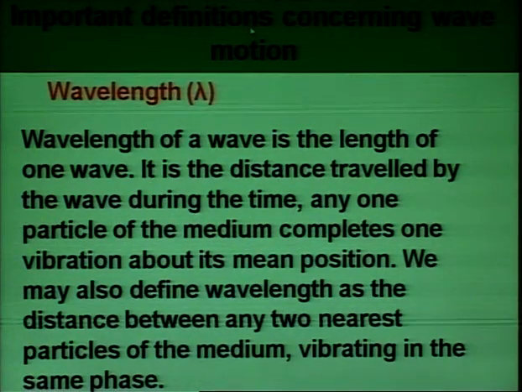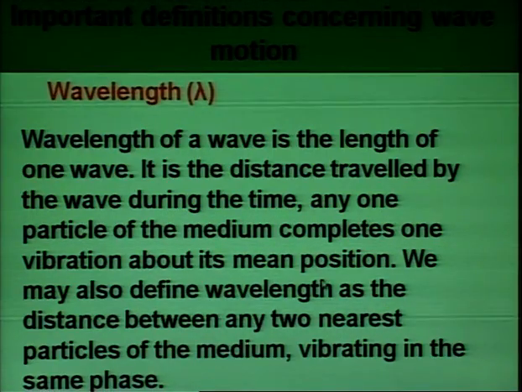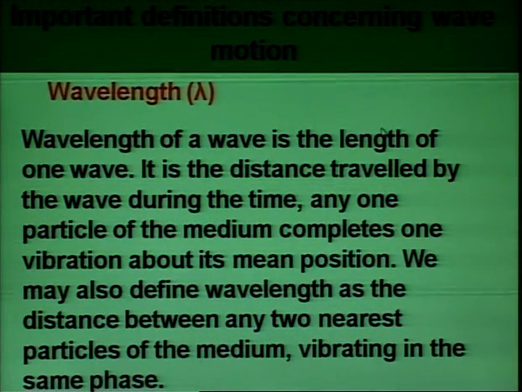Now few important definitions. Wavelength of a wave is the length of one wave. It is the distance traveled by the wave during the time any one particle of the medium complete one vibration about its mean position. So जितने टाइम में एक पार्टिकल एक वाइब्रेशन पूरी करेगा, उतने टाइम में वेव जो डिस्टेंस ट्रैवल करेगी, मूव करेगी, वी डिफाइन इट एज वेव लेंथ.